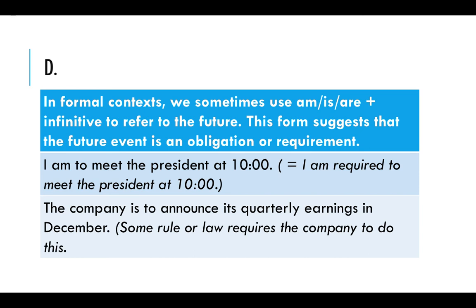The company is to announce its quarterly earnings in December. This means there's some rule or law that requires the company to do this. And that's why I can use this construction.